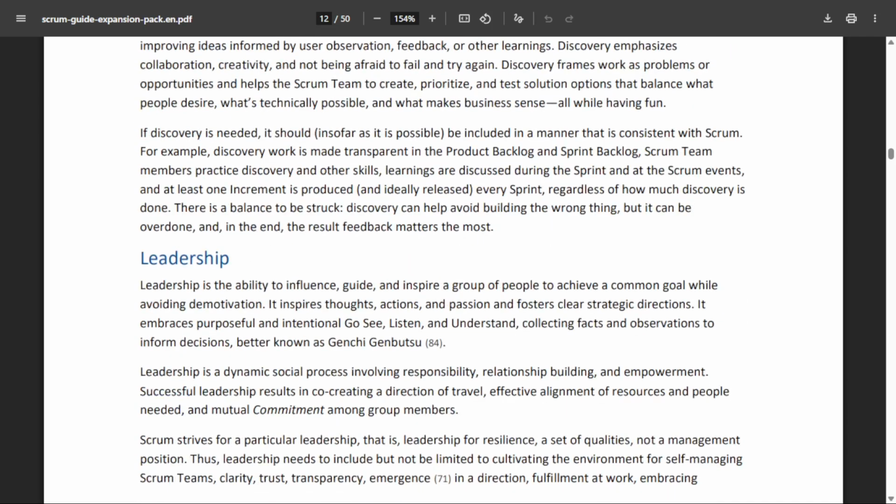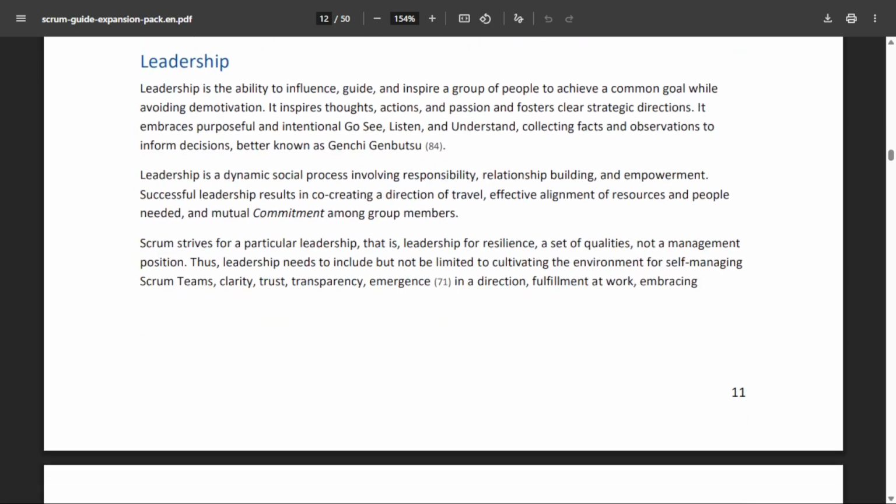When we talk about leadership here, leadership is the ability to influence. As my mentor John Maxwell would say, the true measure of leadership is influence. And that is what they bring out here, that leadership is the ability to influence, to guide and inspire a group of people to achieve a common goal. So leadership is a dynamic social process, and Scrum strives for a particular leadership that is leadership for resilience, a set of qualities, not a management position. And for that reason, leadership needs to include, but is not limited to, cultivating the environment for self-managing Scrum teams. So leaders serve teams, they create psychological safety, and they unblock. They do not command and control.